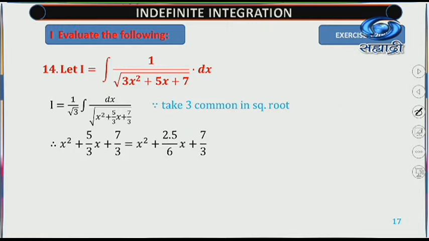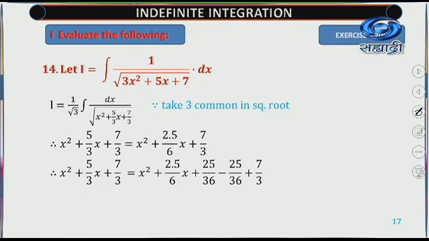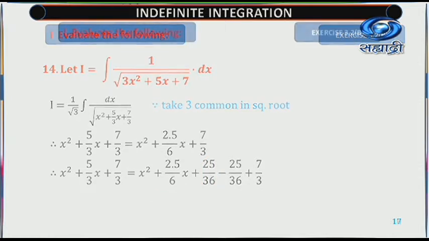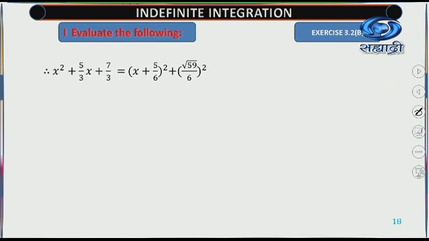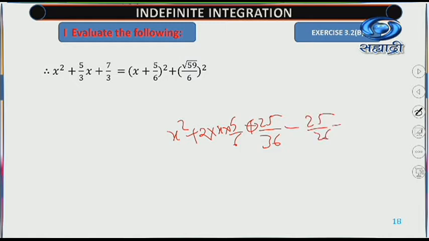So in this next step, we'll write x square plus 2 into 5 upon 6x. Now look at here, 5 upon 6 square is 25 upon 36. That is added and subtracted, plus 7 upon 3. Now this is a complete square. So that complete square you will write as x plus 5 upon 6 square, plus 25 upon 36 for completing the square, minus 25 upon 36, and you are having 7 upon 3. So this simplification is needed here.